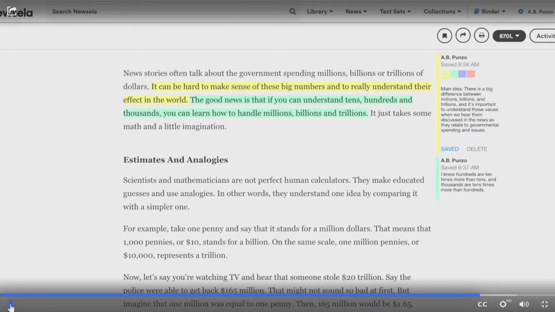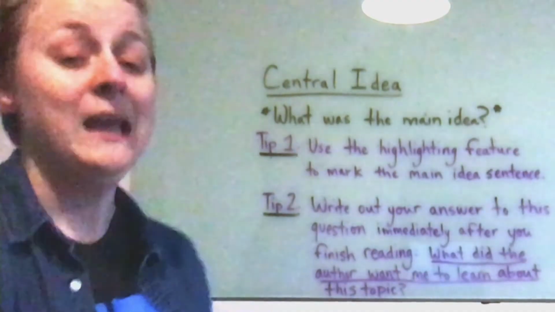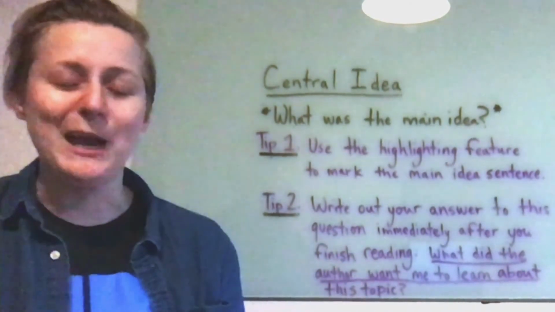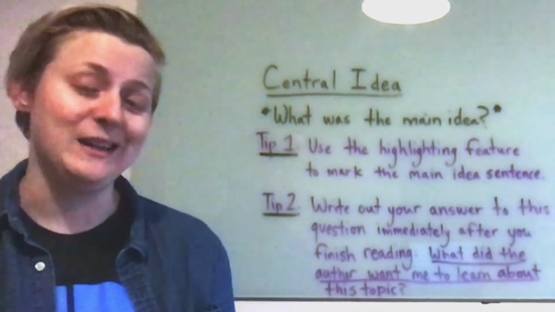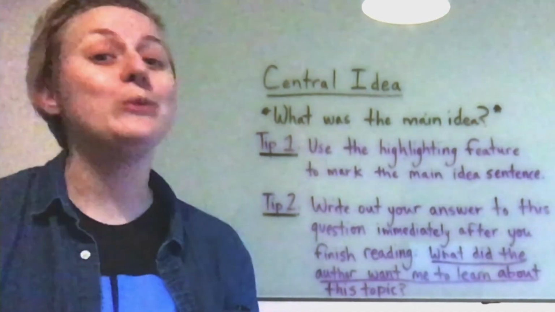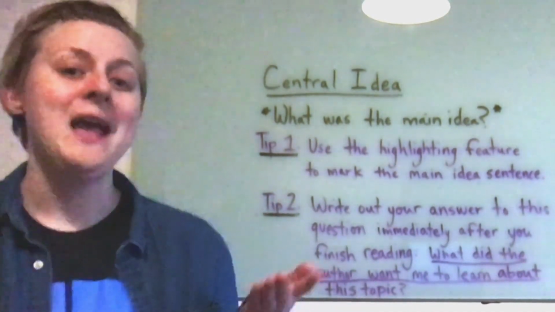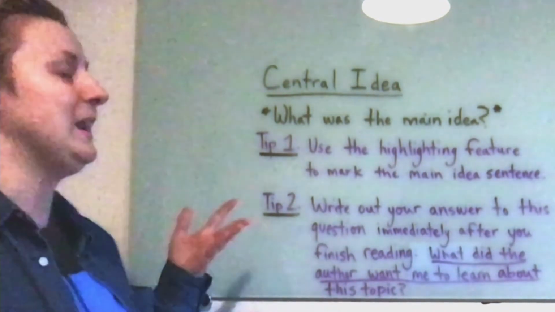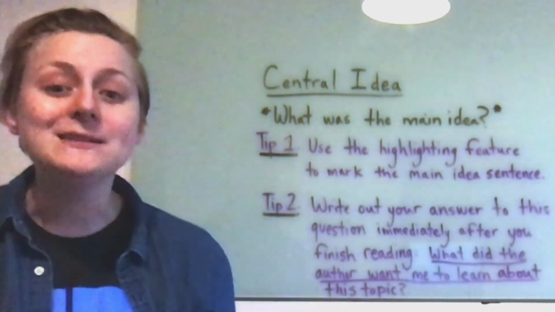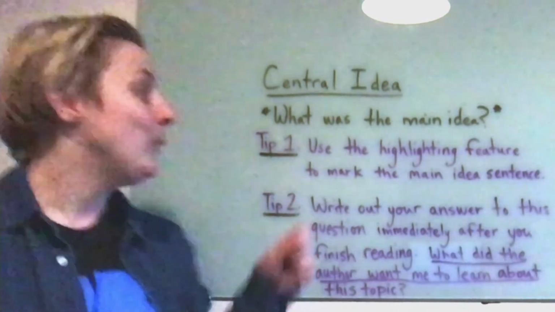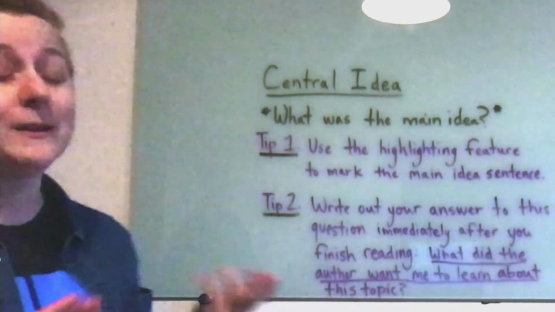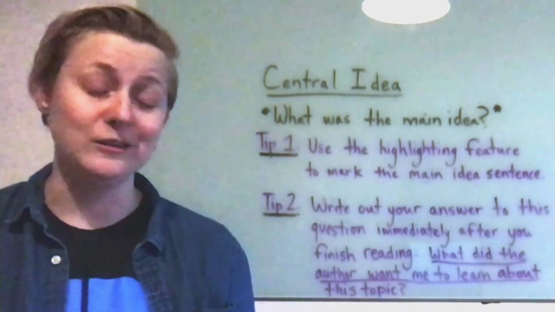Next steps might be to summarize the article in the right prompt, or support my response with evidence from the text. Here are some quick reminders of what to annotate for when you're finding the central idea of a text. When we're reading an article, it's important to understand what the text was mostly about and ask ourselves, what was the main idea? To help focus on the most important information, we can use the highlighting feature to mark the main idea sentence of the article.